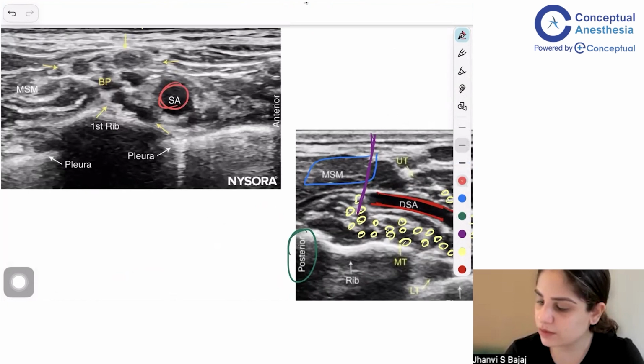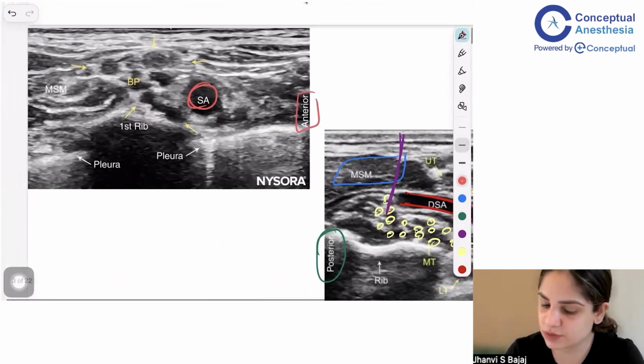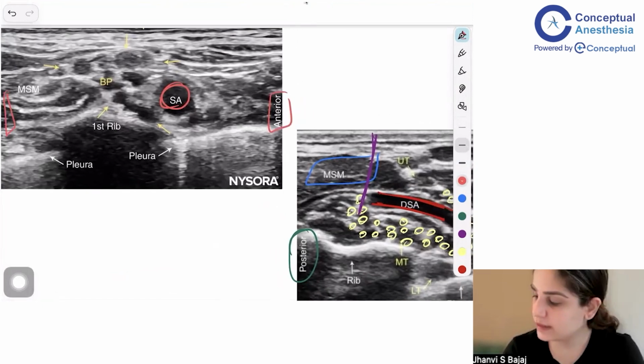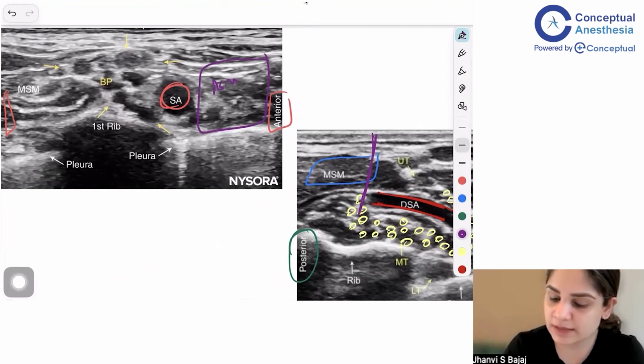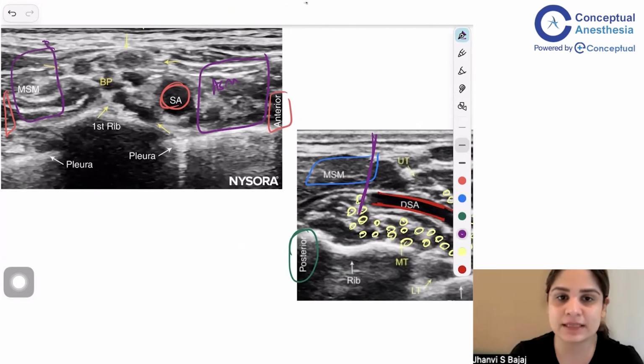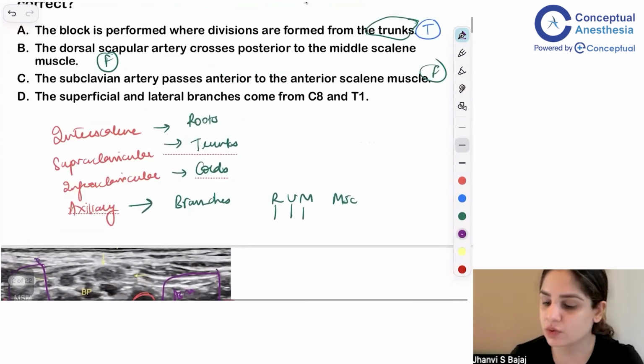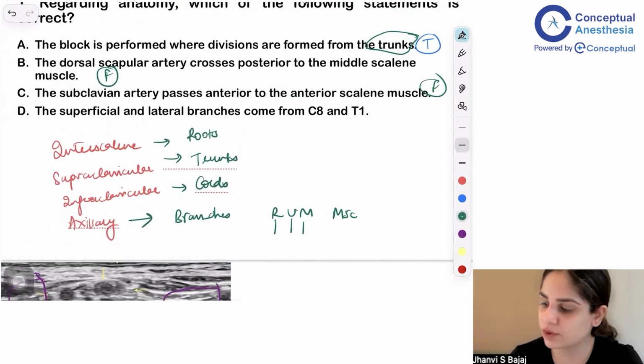Okay. Now, this is anterior, this is posterior. That is the layout of the picture. Your anterior scalene muscle is over here. As you can see, this is an ultrasound picture of the muscle, and your middle scalene muscle is marked over here. So your subclavian artery actually falls in between the anterior and middle scalene muscle. It's not anterior to the middle scalene muscle. Okay. So over here also, this is a false option.